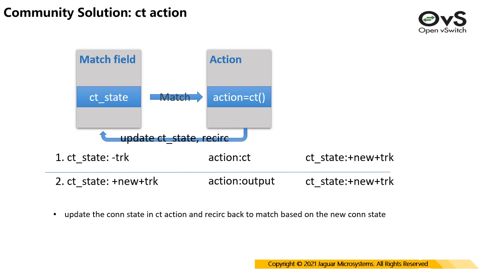which will match the second flow. In a word, each packet going through the connection tracking module will update the connection state during CT actions and recirculate back to match based on the new connection state, to figure out what is the next station the packet needs to deal with.